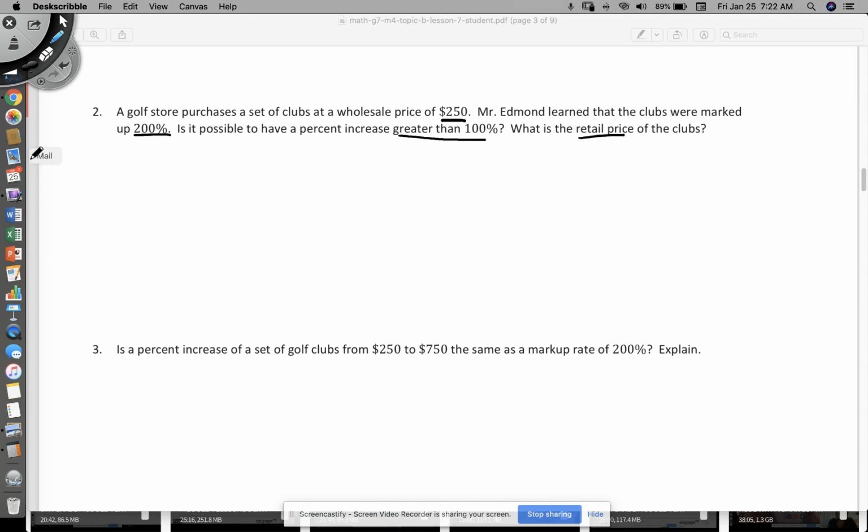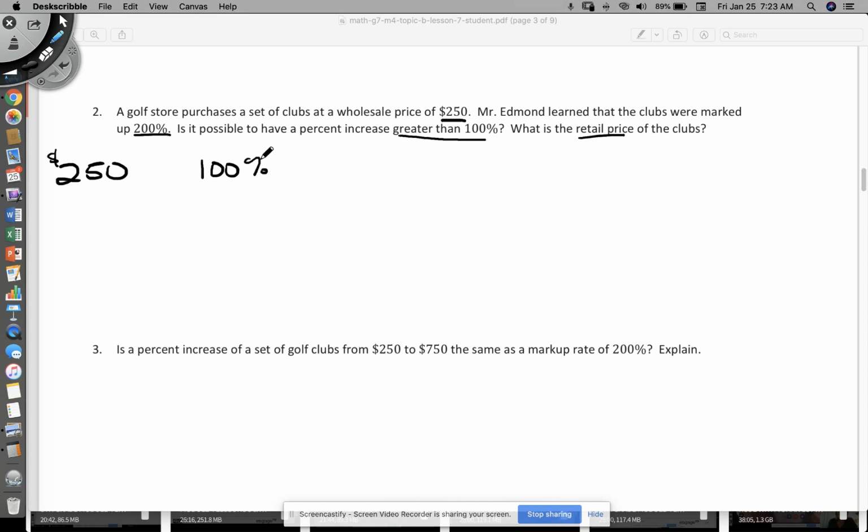So we have two answers here. So the clubs are 250 wholesale. So that is 100%. The company paid 100% of that 250. So if they sell it for just 100%, that means they're selling it for 250. So they have to mark it up. And the markup is anything higher than 100%. So I already answered this question here. Yes, you want it to be higher than 100%, or the company's not going to make any money. They're going to break even.